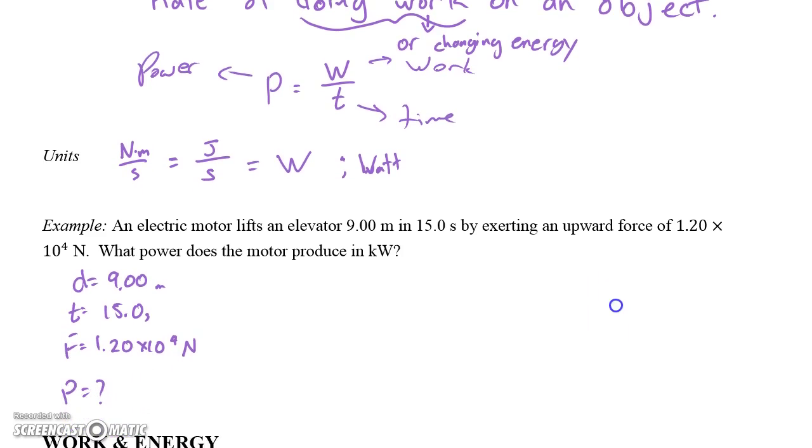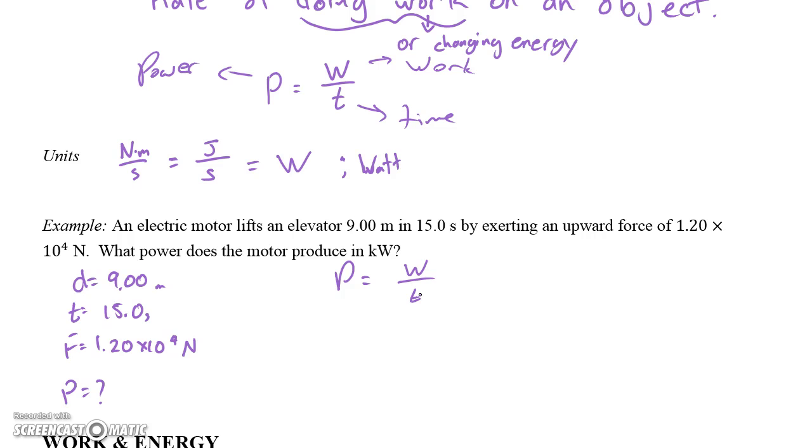An electric motor lifts an elevator 9.00 meters in 15.0 seconds by exerting an upward force of 1.20 times 10 to the 4 newtons. What power does the motor produce in kilowatts? So we have to always go to your equations and see where they lead you. So if power is what we're looking for, we know the power equation is work over time.